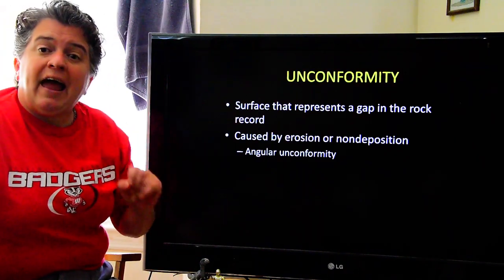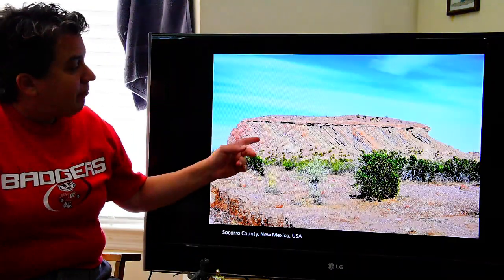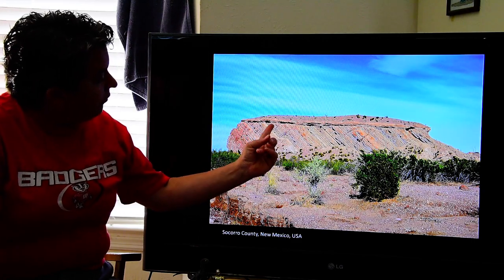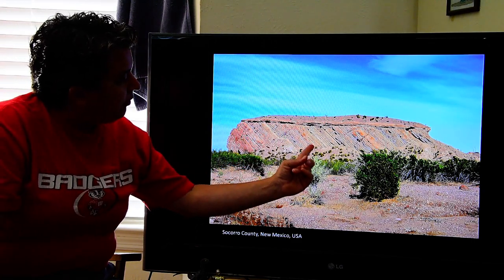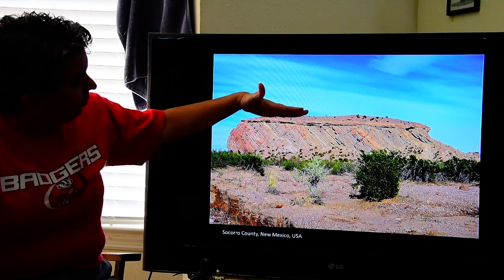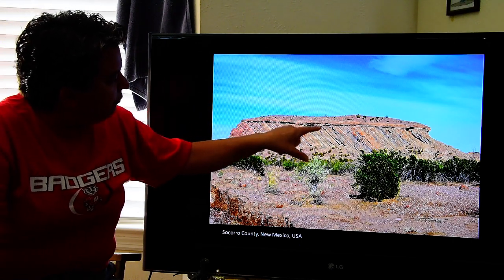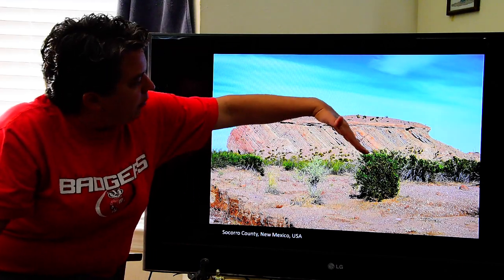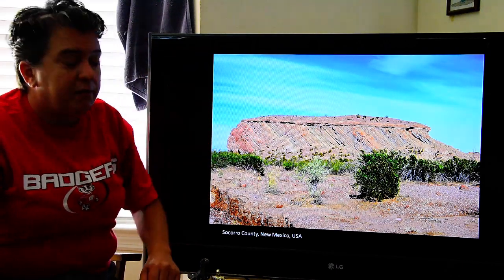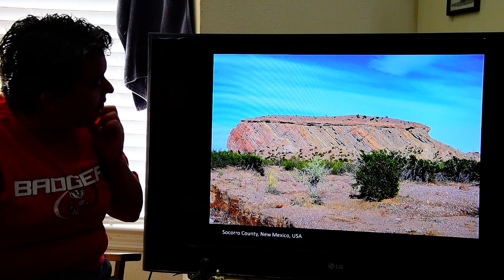You have the angular unconformity, like what we see here, where the rocks below the unconformity are at an angle to the rock above. So right here is the unconformity, and those rocks are at an angle to these. All right, that's our angular unconformity.